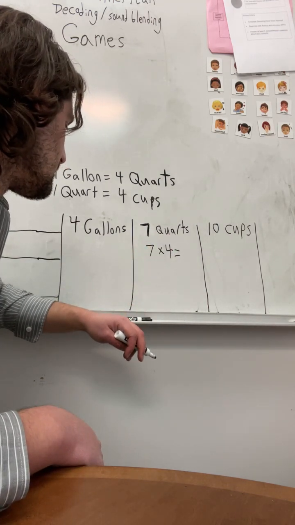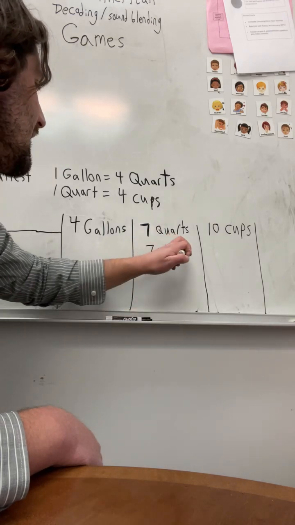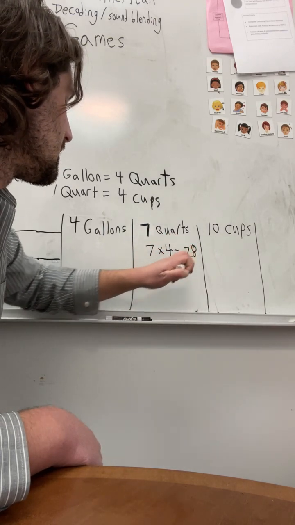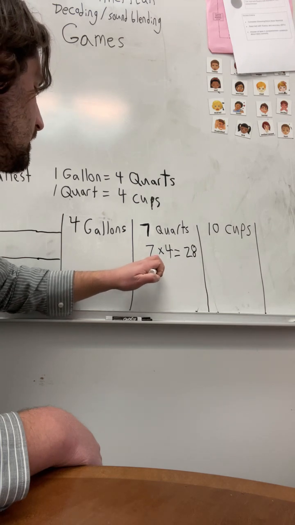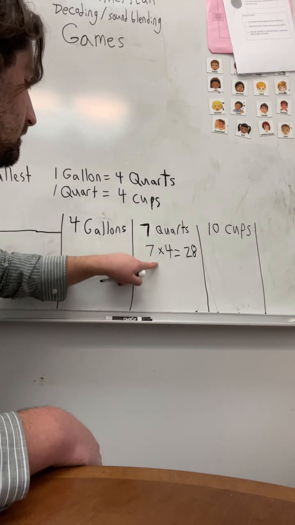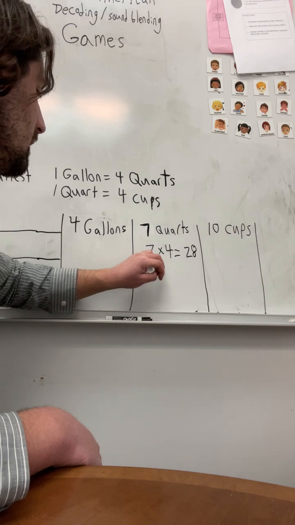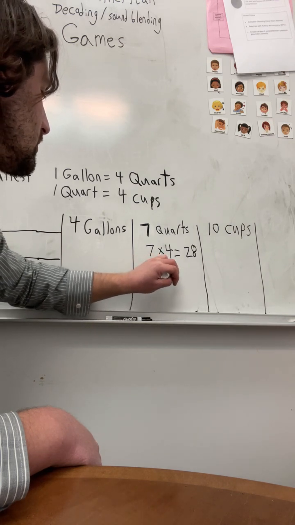All right, 7 times 4 equals 28. And we have our answer. So 7 quarts is equal to 28 cups.